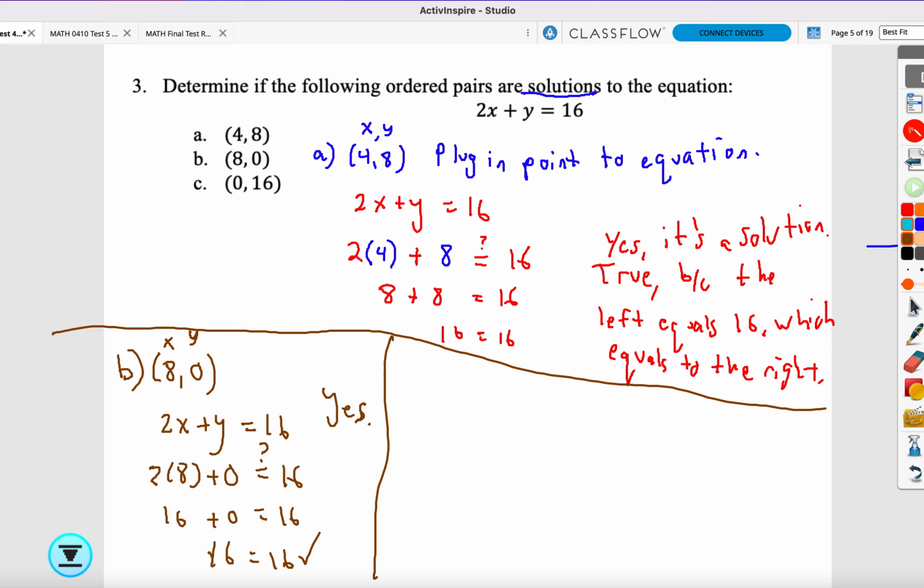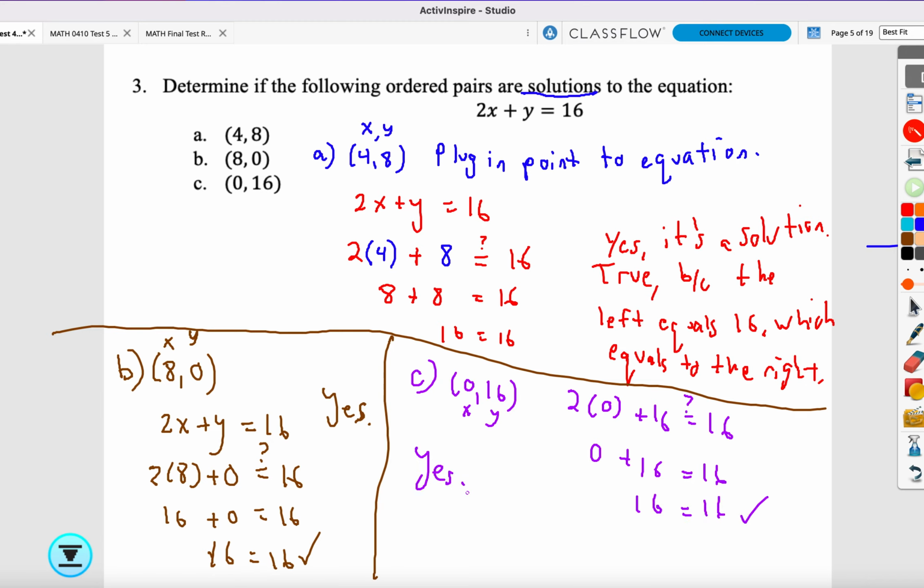A is done. Let's finish off with C. C is 0, 16. This is x and this is y. So then we get 2 parentheses 0 plus 16 equals 16, question mark. 2 times 0 is 0 plus 16 equals 16, which is 16 equals 16, which is true. So yes, it's a solution because the left equals 16, which equals the right. Same statement, that's why I'm not copying it. So there you go. Yes, they're all solutions, guys.